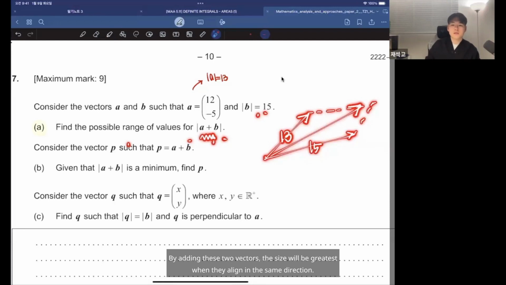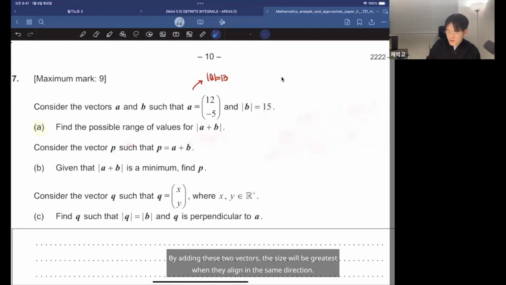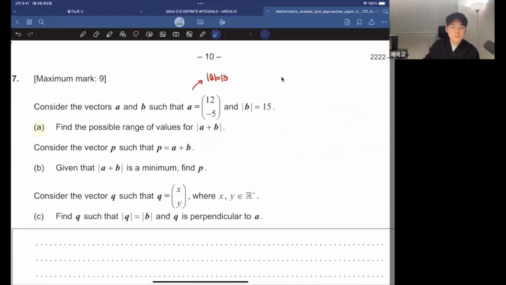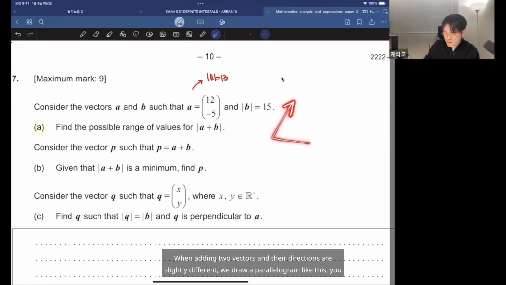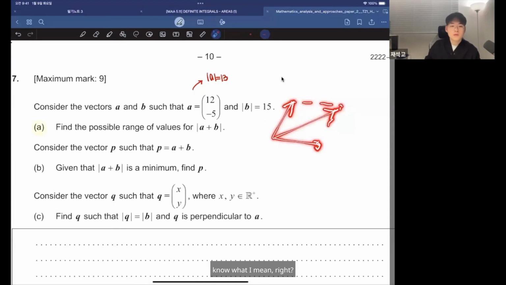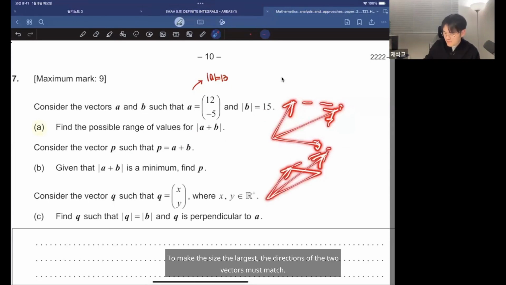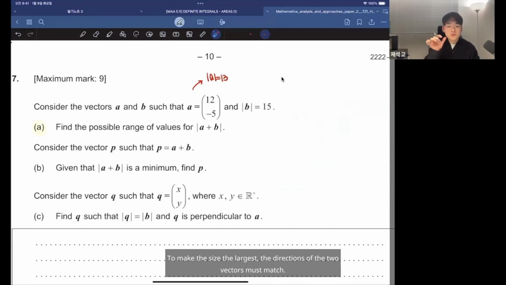By adding these two vectors, the size will be greatest when they align in the same direction. When adding two vectors and their directions are slightly different, we draw a parallelogram like this. You know what I mean, right? As the angle narrows, the size value increases. To make the size the largest, the directions of the two vectors must match. To make the size the smallest, the directions of the two vectors must be opposite.